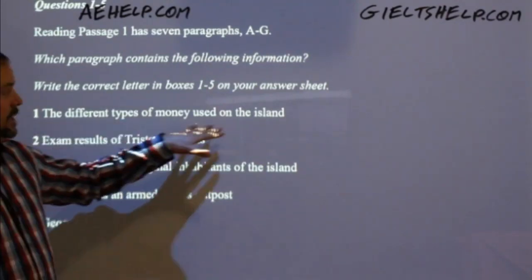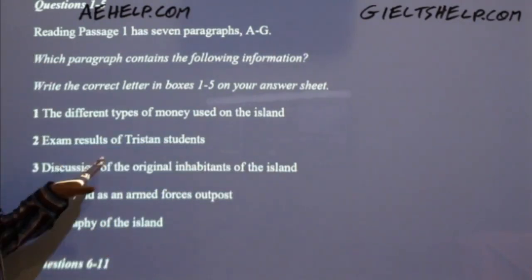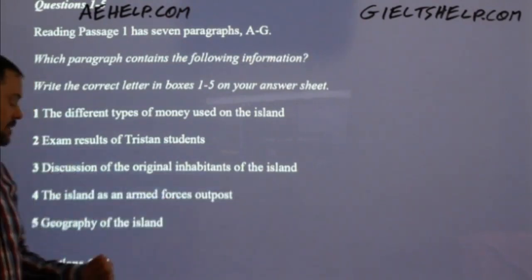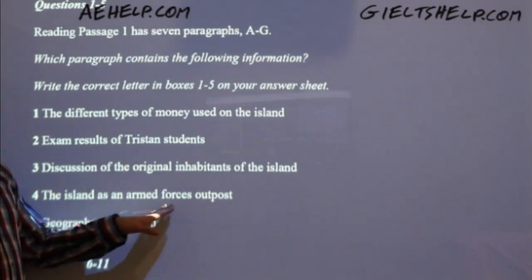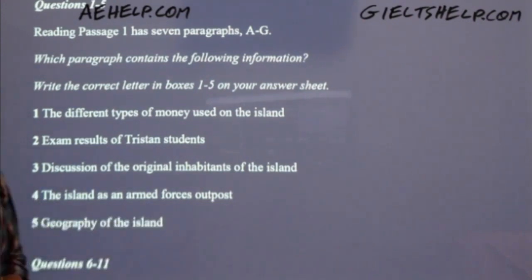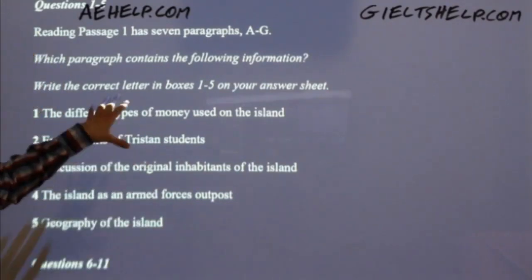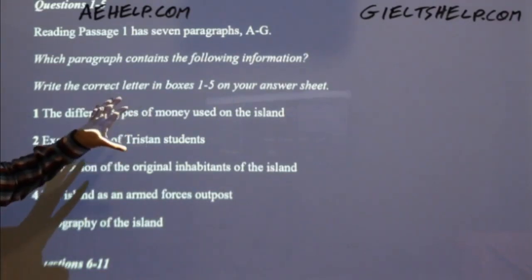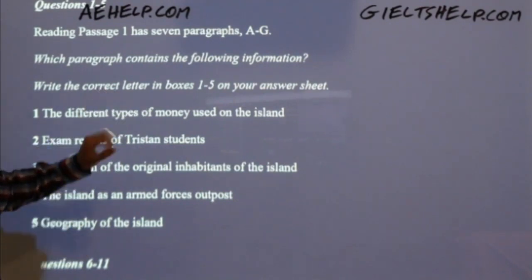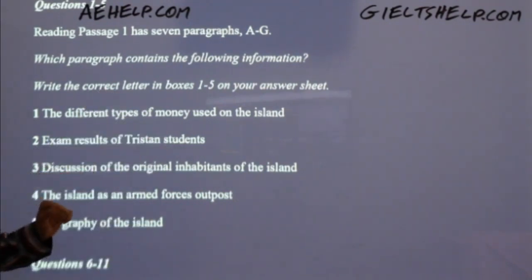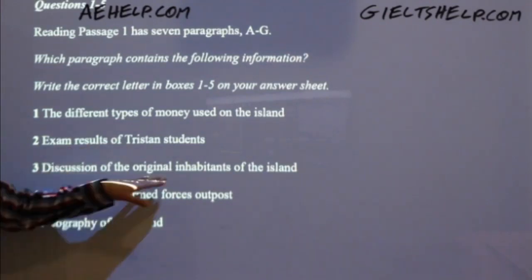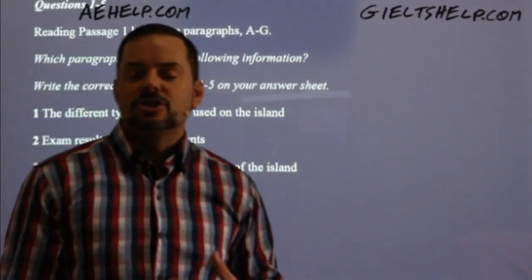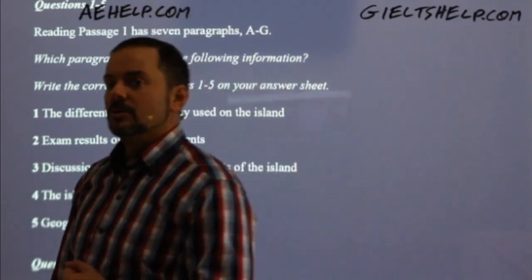The different types of money used on the island. Exam results of Tristan students. Discussion of the original inhabitants of the island. The island as an armed forces outpost. Geography of the island. Okay, so from these statements, we can see there are people on this island. The island is probably unique in some ways. There's something about money, something about exams, education, something about the original people, military. So obviously some of this passage might be the history of the island and the people who live there.